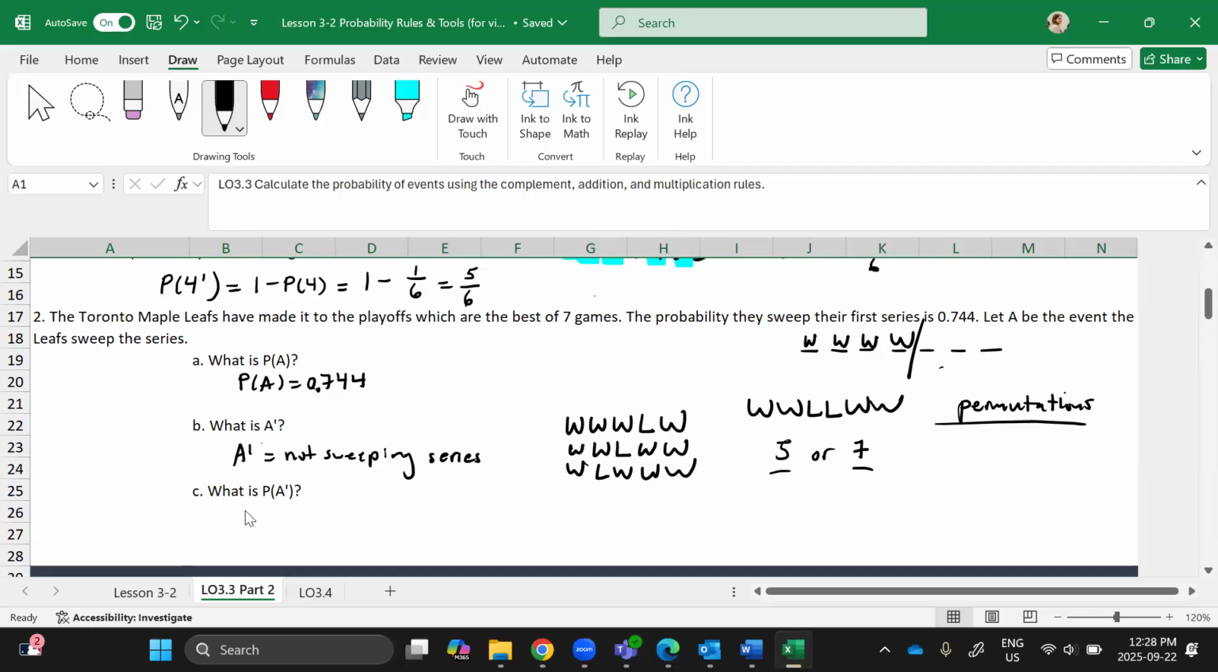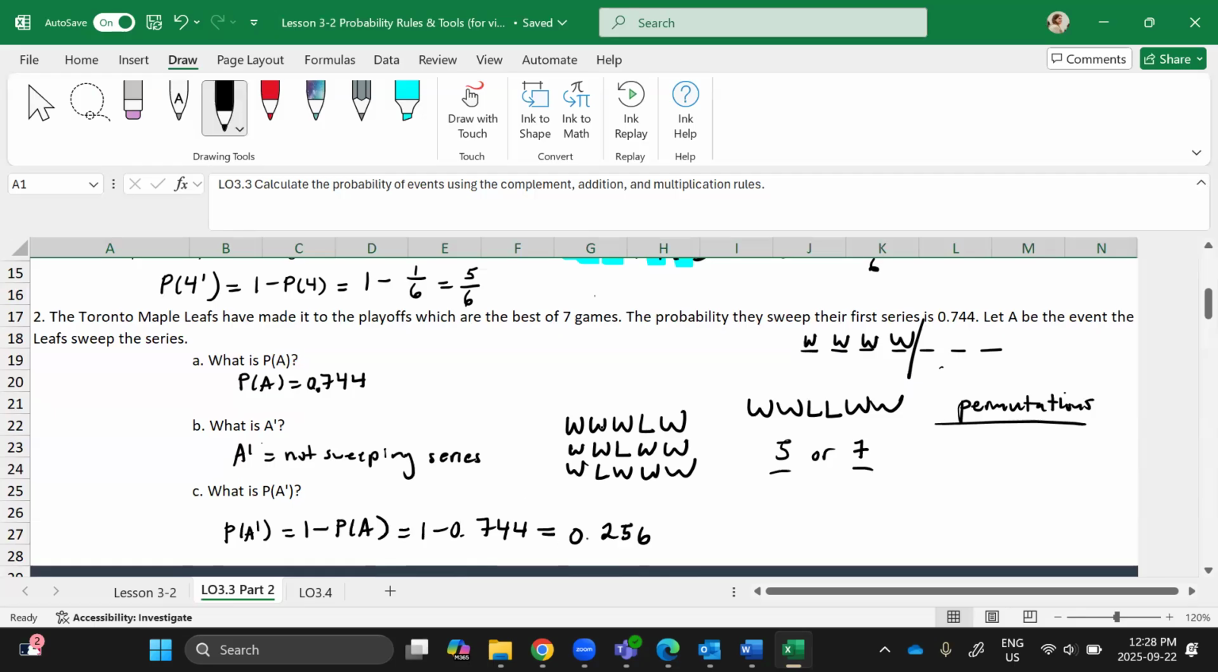The rule of complement makes this question a lot faster because if you want to find the probability of not sweeping, according to the rule of complement, it's just 1 minus the probability of sweeping, that they're opposites. So 1 minus 0.744, when you take that difference, it's 0.256.